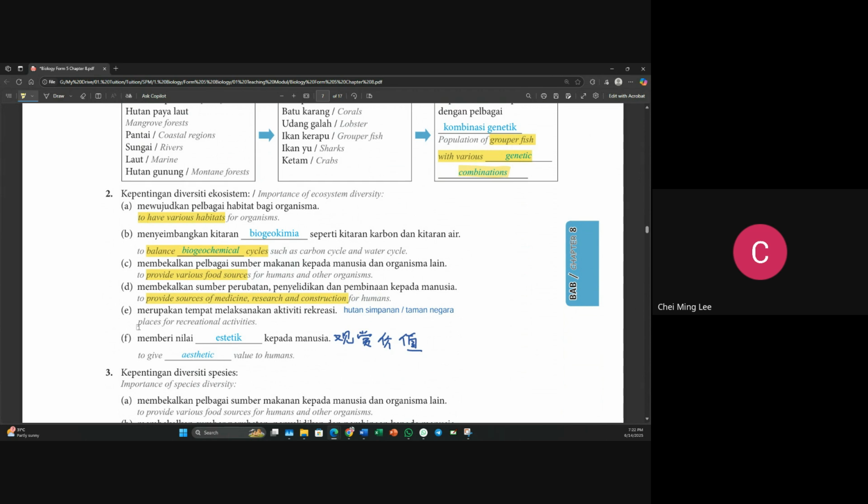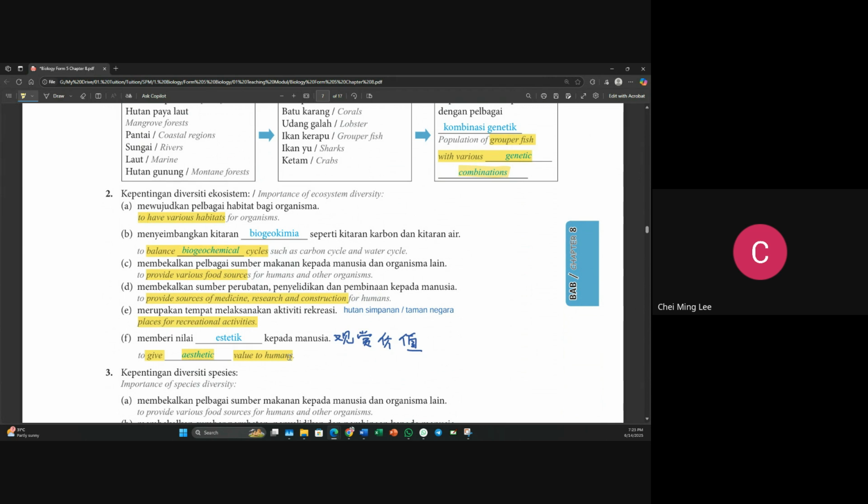And it gives us places for recreational activities. Like we make the national park, the marine national park, for example, we use a marine habitat and make it a national park. Normal national parks, the forests, like that. And it gives aesthetic value to humans. It means that for you to have a look, it looks beautiful, all this is called the aesthetic value.